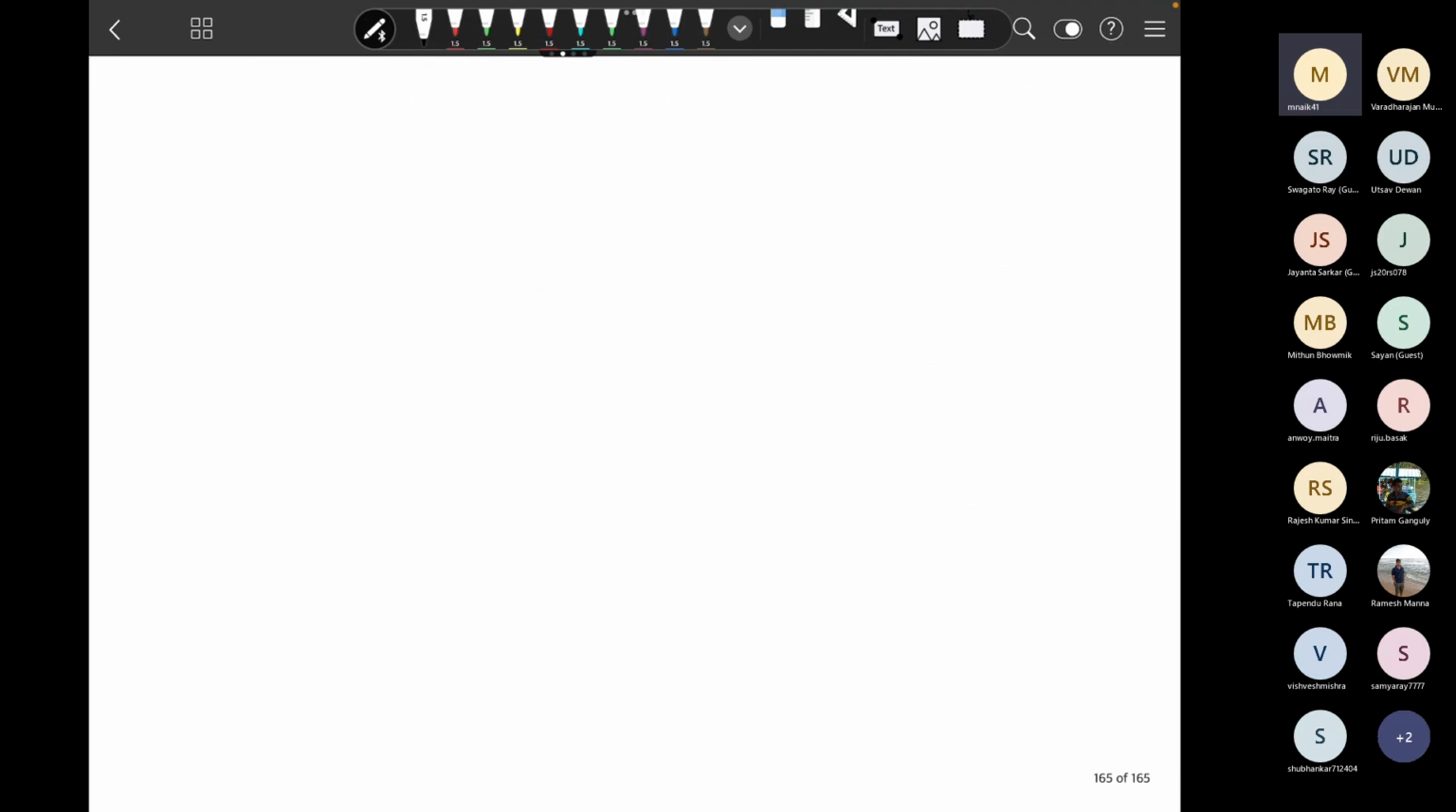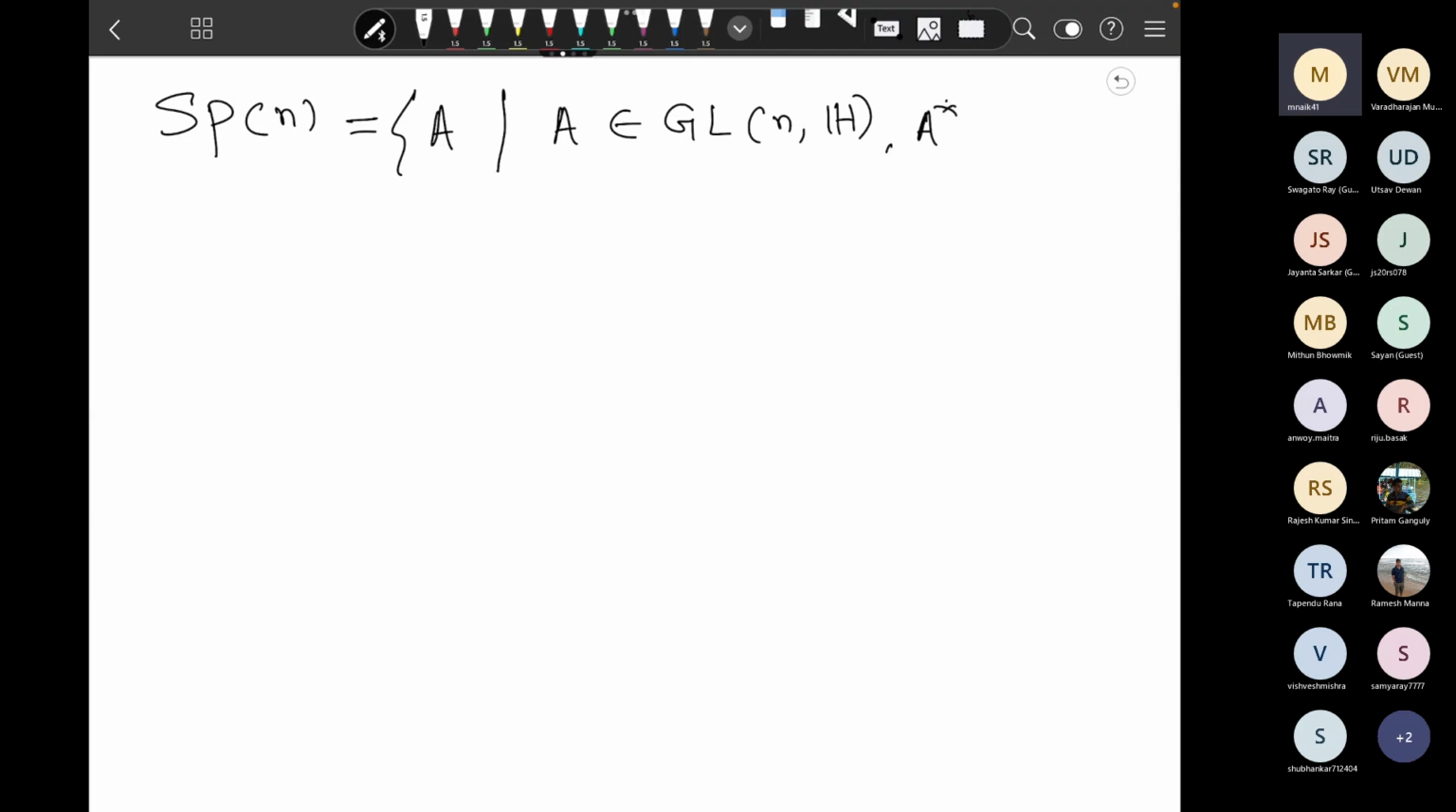Okay, so now the thing is, what is my Sp(n)? Sp(n) is nothing but the set of all A such that A belongs to GL(n,H) and A star A is equal to identity. Okay, so like this, then I will get Z of Sp(n).